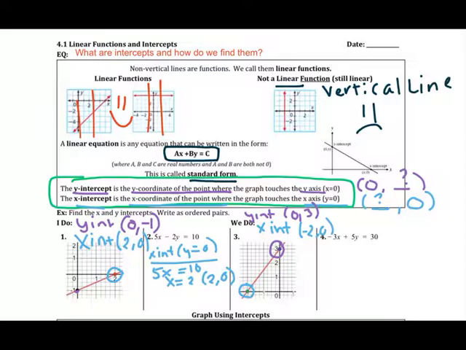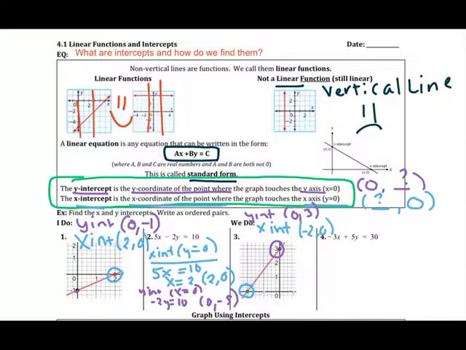Similarly, the y-intercept is what we're going to get when we plug in 0 for x. So 5 times 0 is 0, so negative 2y equals 10, which means that y is going to be negative 5. So the y-intercept is the point (0, -5). Go ahead and pause the video and see if you can work through number 4 in the same way.